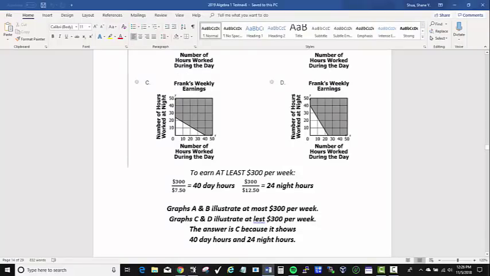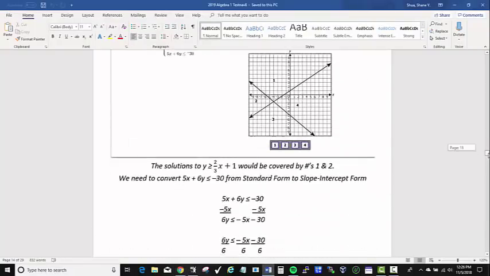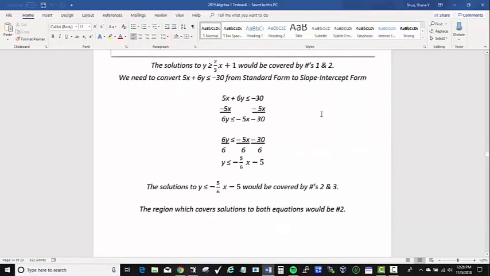All right, so let's go on over here. Now, 5x plus 6y less than or equal to negative 30. If I subtract 5x on both sides, I'll get 6y less than or equal to negative 5x minus 30. Then if I divide both sides by 6, I get y is less than or equal to negative 5/6 x minus 5.